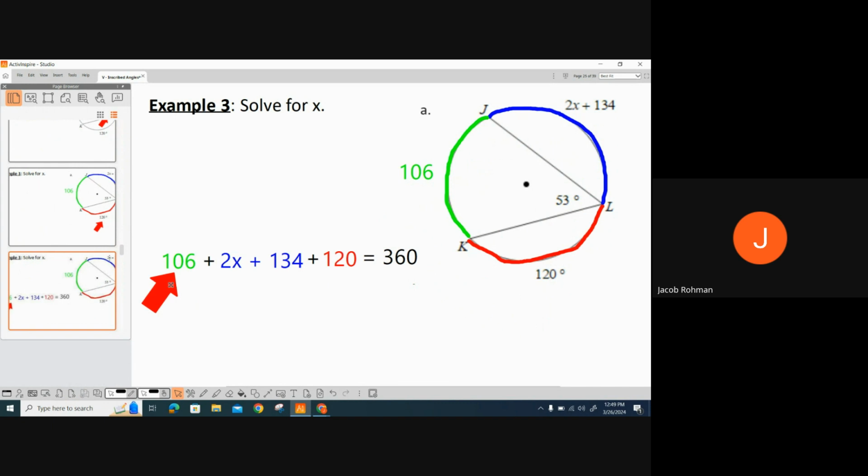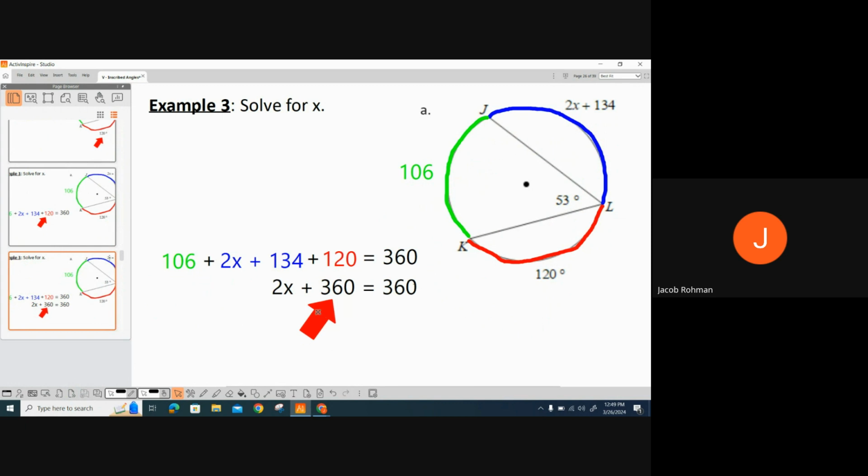So the first arc in green plus the second arc in blue plus the third arc in red should all equal 360 degrees. Now, if I simplify this left side of the equation, 106 plus 134 plus 120, that's going to give me 360. Now, that's a coincidence that the 360 equals this 360 over here. That's not always going to be the case.